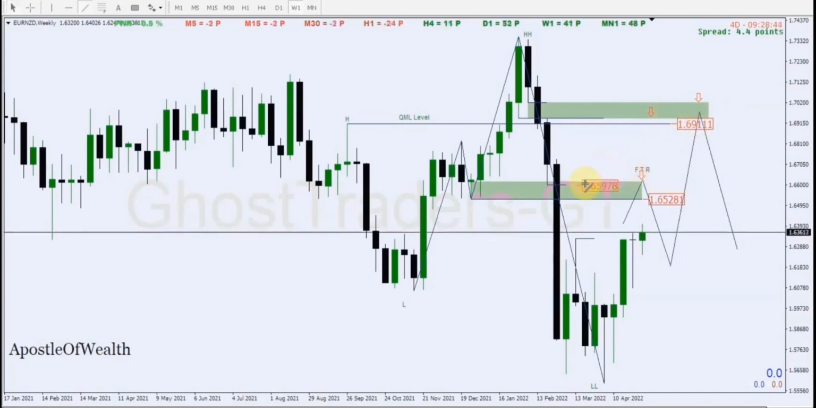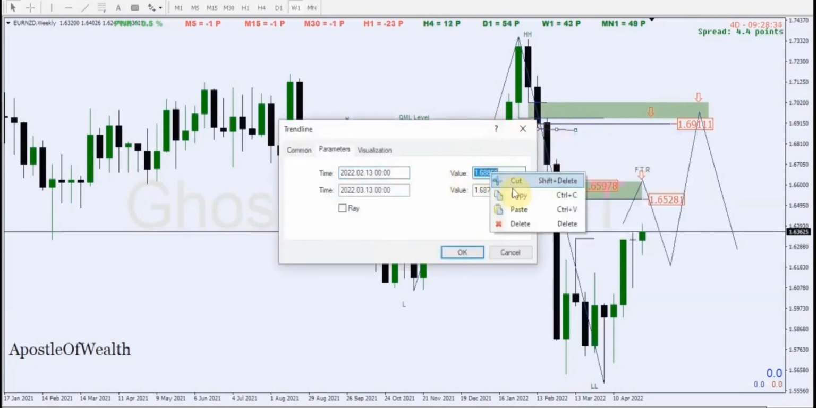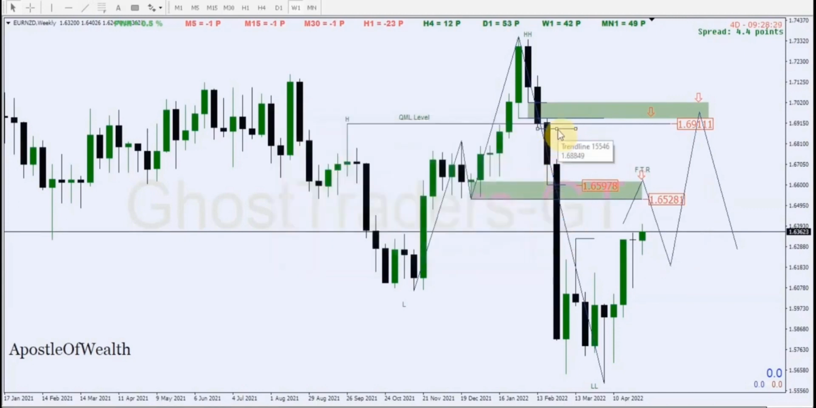Okay, I forgot to mention something. If you look at this level here, let me just make this straight. If you look at this level, you can see that we also have a fair value gap here. But why are we not paying attention to this fair value gap? Because it doesn't line up with anything here. That's why I'm not paying attention to it. I'm only paying attention to this fair value gap because it lines up with an order block.